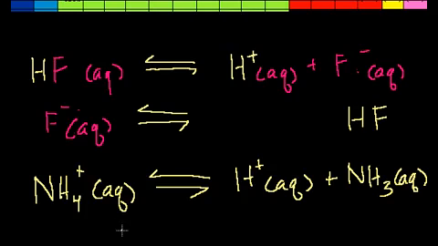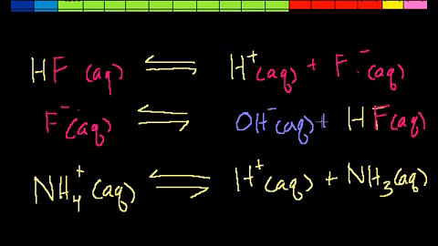Let me do that in that magenta color. It's aqueous. And where did it get this hydrogen from? Well, it got it from one of the surrounding water molecules, which was H2O. Since it gave away one of the hydrogens, now it's just OH minus. So the surrounding water molecule becomes OH minus, aqueous.